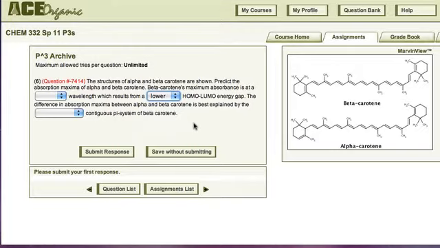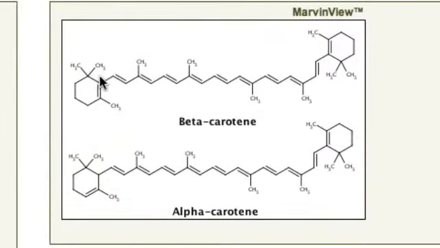The effect on the wavelength has to do with the relationship between energy and wavelength, right? So energy is proportional to frequency and inversely proportional to wavelength. As the energy goes down, the wavelength of maximum absorbance will go up. And as we just noted, the difference is best explained by the difference in length between the pi systems. And we saw that beta carotene has the longer contiguous pi system because this double bond on the end here is in conjugation with the long chain of double bonds to the right.